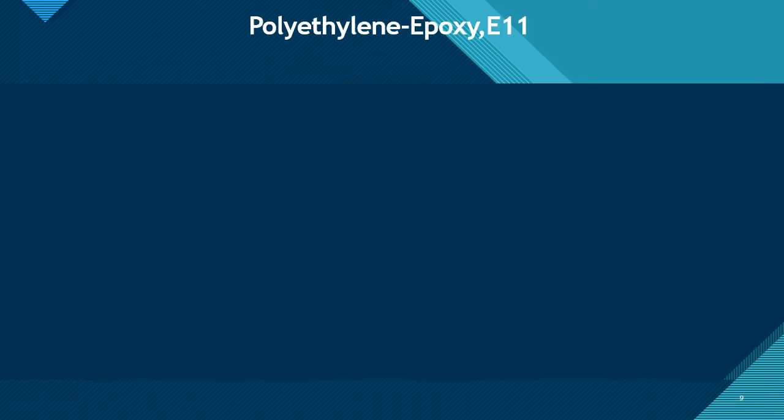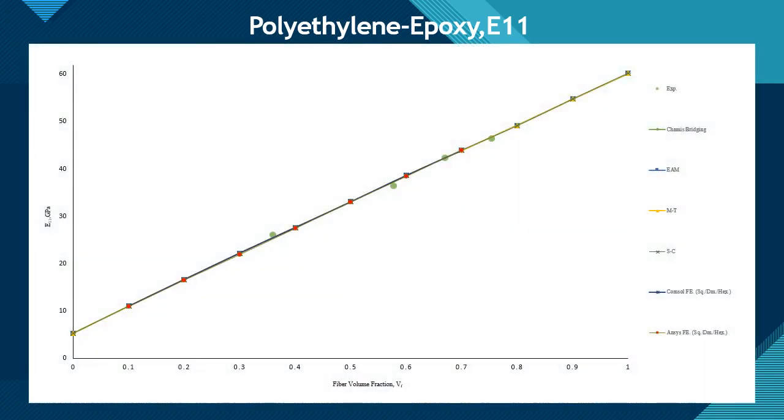Next, we will look at the results of polyethylene epoxy. And as you can see, results are pretty similar for all the methods we have taken, and ANSYS results are pretty close to the experiments. There are green dots for the experimental results, as we can see. Then we will go to the results of transverse direction Young's modulus.